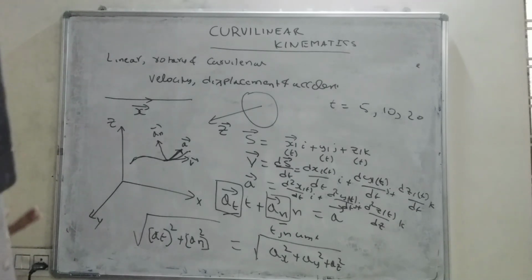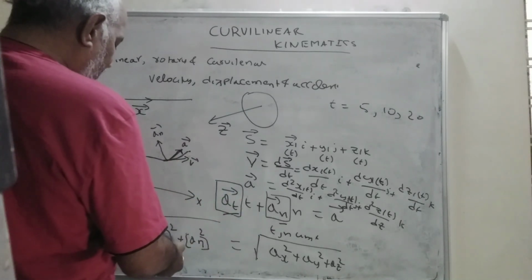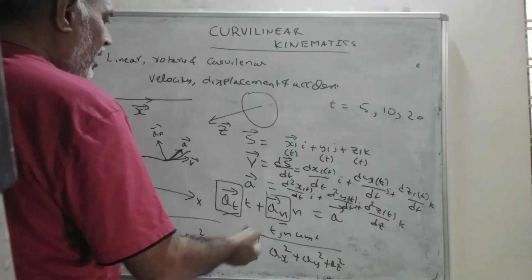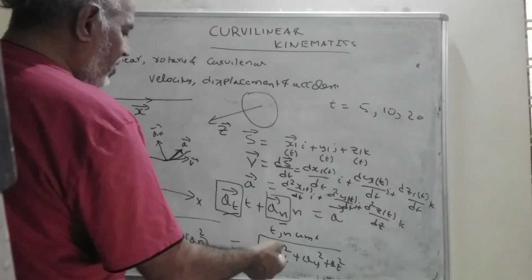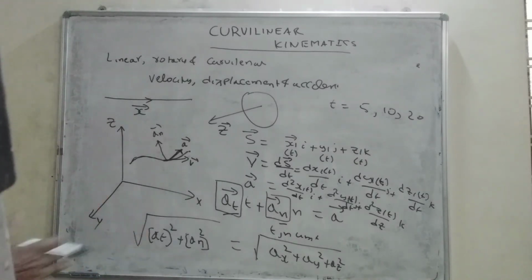So that means in two dimensions, the acceleration has two vectors, tangential vector and normal vector. Similarly, the acceleration can have three vectors, a_x square, a_y square, a_z square. So this is what is all about the curvilinear kinematics.